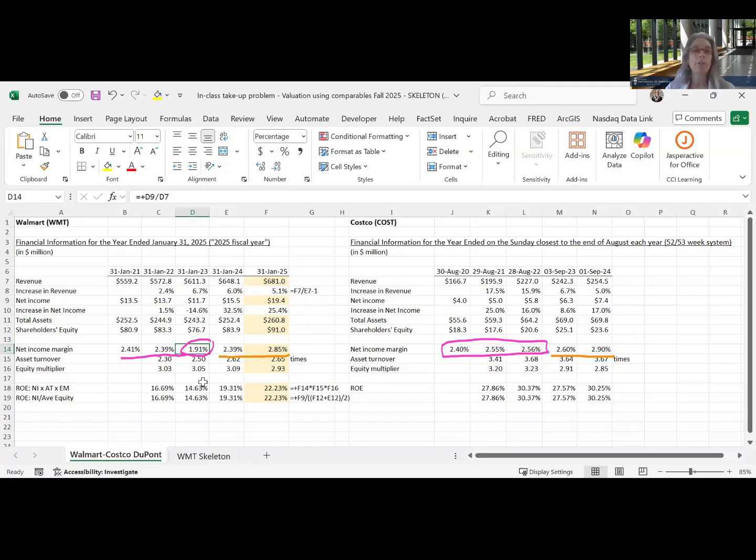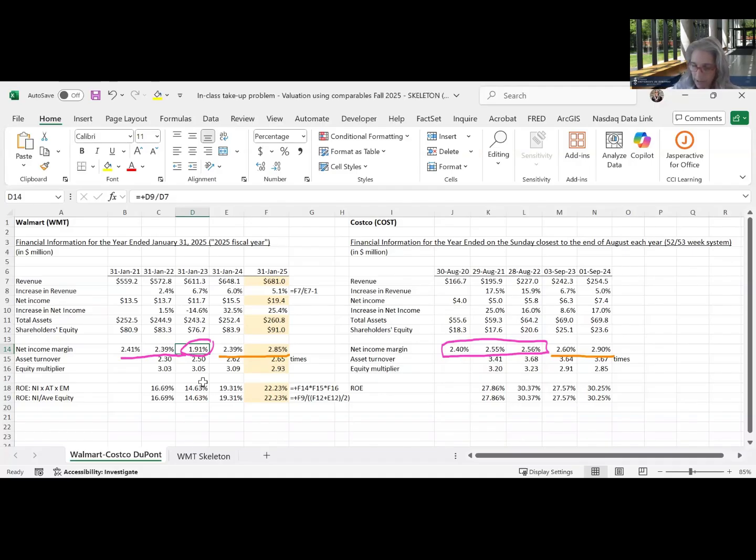So maybe there's still an opportunity for Walmart to improve their margins, but the opportunity isn't as big as it would have been in 2023. It's not as obvious anymore. So those would be some comments I'd make on net income margin.